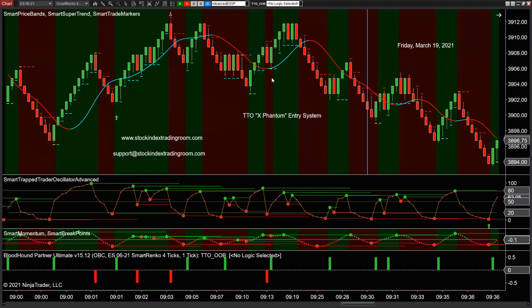All of our indicators that we use on this chart, and we'll just go through the two we're using for this, Trapped Trader Oscillator and Smart Super Trend, are these cyan and red hash marks that you see throughout the chart. They are brilliant at identifying local support and resistance. When local support or resistance gets taken out on a reversal bar, you can see the results are pretty spectacular.